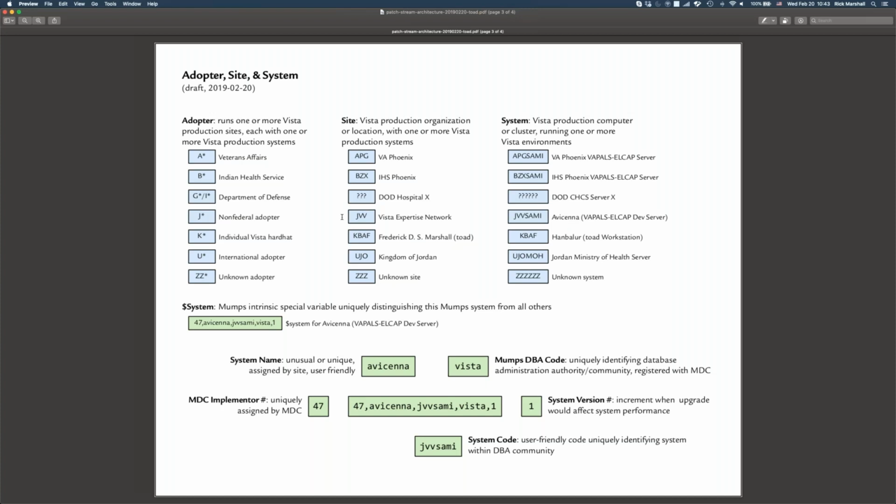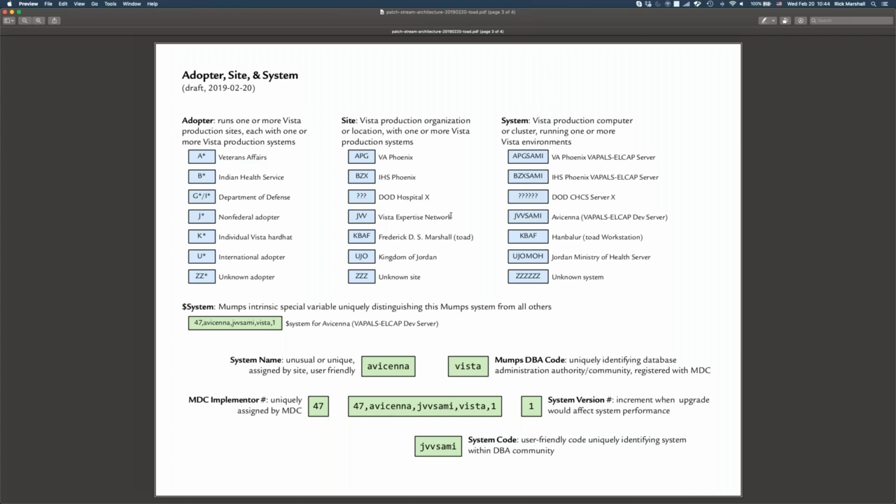I mean, if it's actually at Phoenix, it should be under Phoenix's namespace of APG. But if it's over here simulating Phoenix, it should definitely not have the APG name, or I'm going to get confused when I'm talking. Am I talking about the one here that's simulating the one that's over there? Or am I talking about the one that's over there? I needed precision in the naming of these things. And so that's when I realized Vista Expertise Network needs to have its own top-level site code.